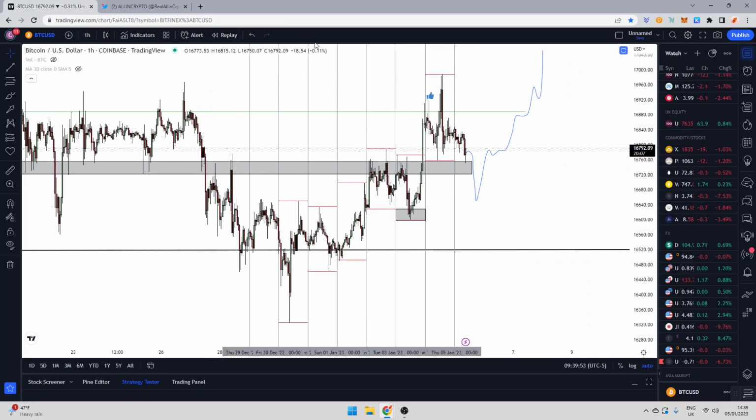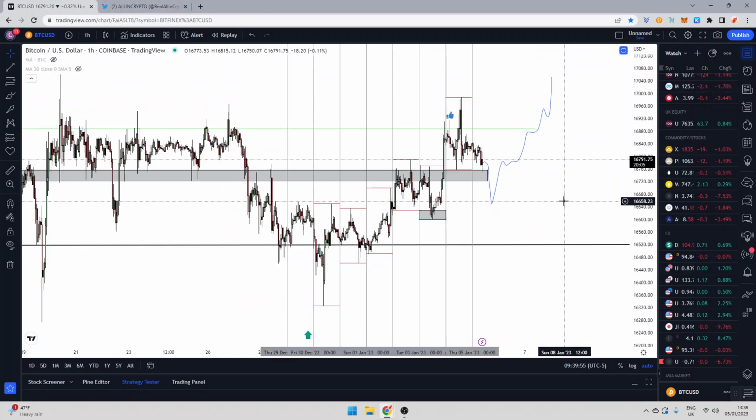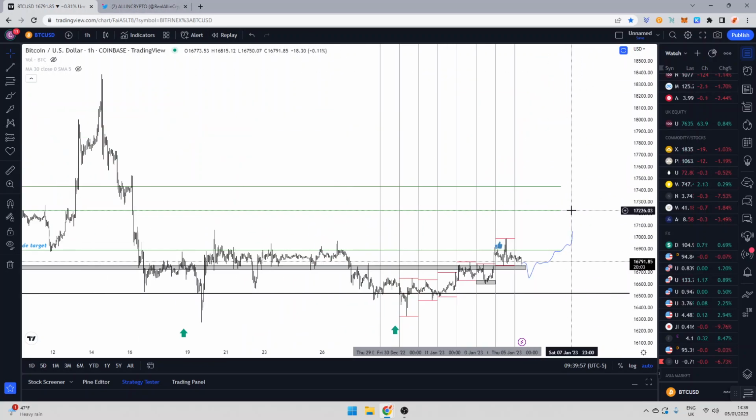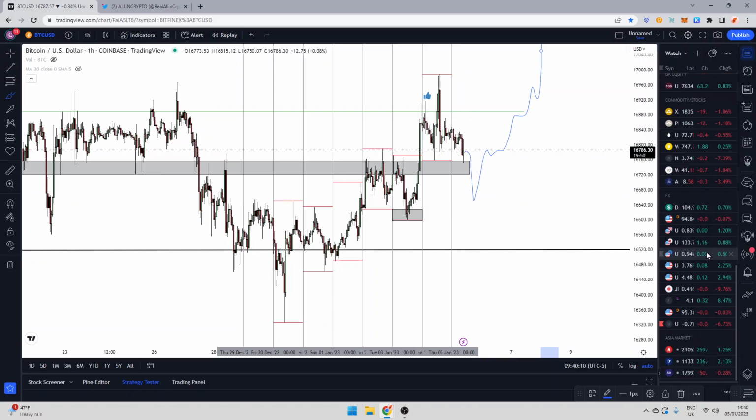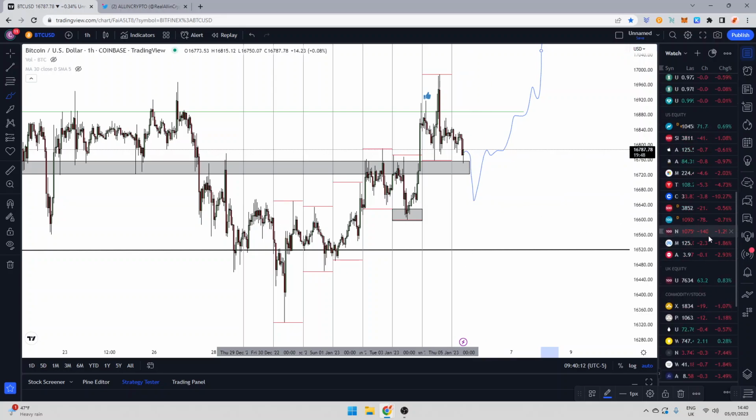But we've been calling this very, very accurately thus far, and the target that we are now looking for is 17,200 thereabouts. So we're looking for some sort of move to the upside. It may take a sharp stab down. Let's see how the traditional markets open.